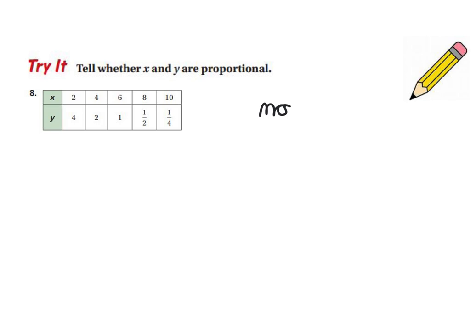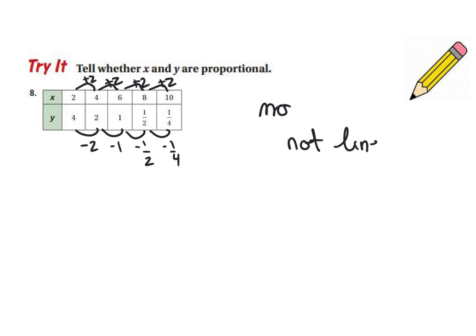And let's actually look at the covariance. On the top, we add 2 each time. So if this is even going to be linear, on the bottom, we should also be adding or subtracting the same amount, and we don't. We take away 2, then we take away 1, then we take away a half, then we take away a fourth. So this is not proportional. It's not even linear. It does not have invariance at all.